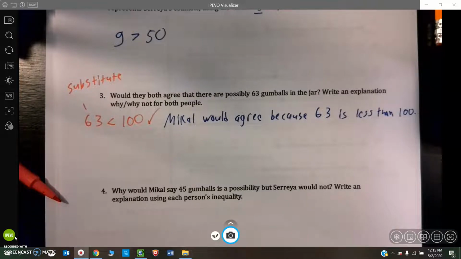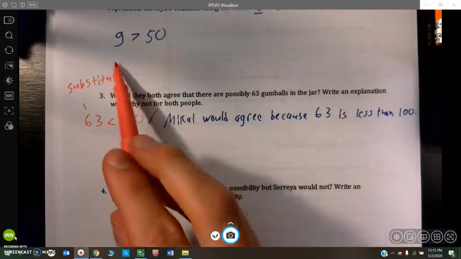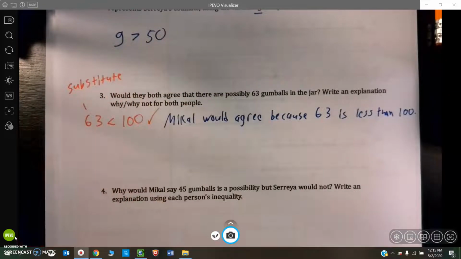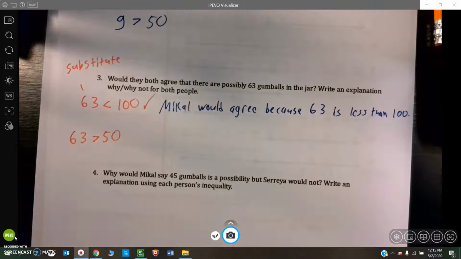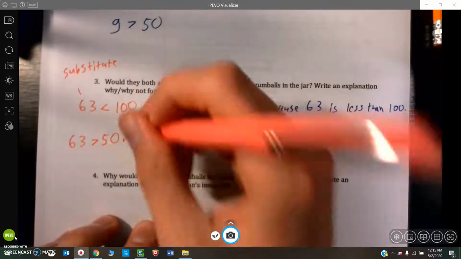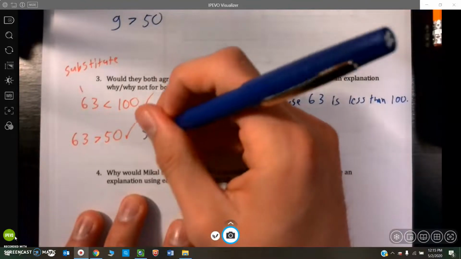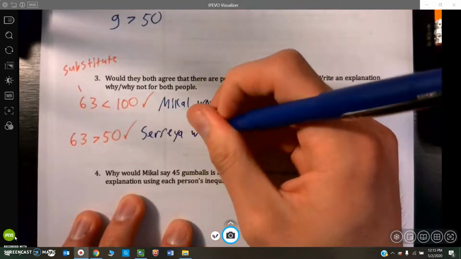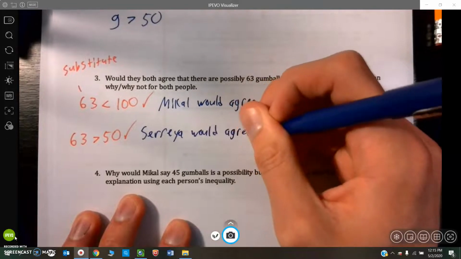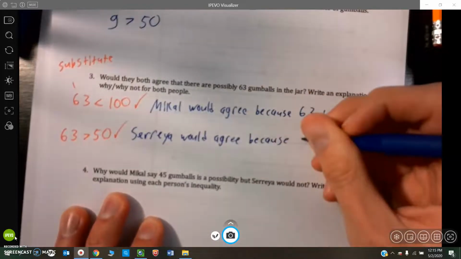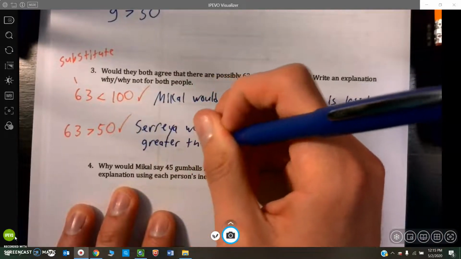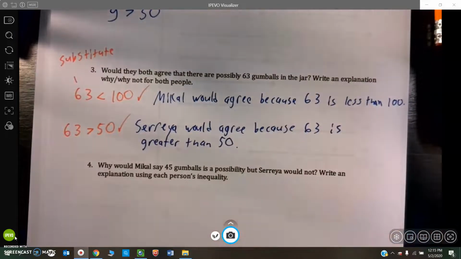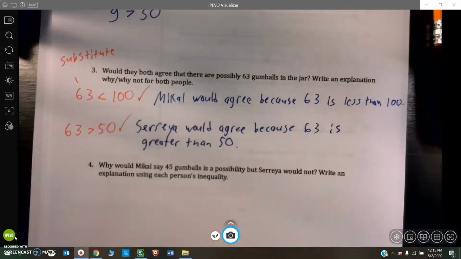So now let's substitute again for Soraya. Soraya once again said that the amount of gumballs has got to be greater than 50. So let's substitute in 63. And I get the inequality 63 is greater than 50. That is also true. So Soraya would agree with that as well, because 63 is greater than 50. So the number 63 satisfies both of their inequalities. Both of their estimates work for 63.